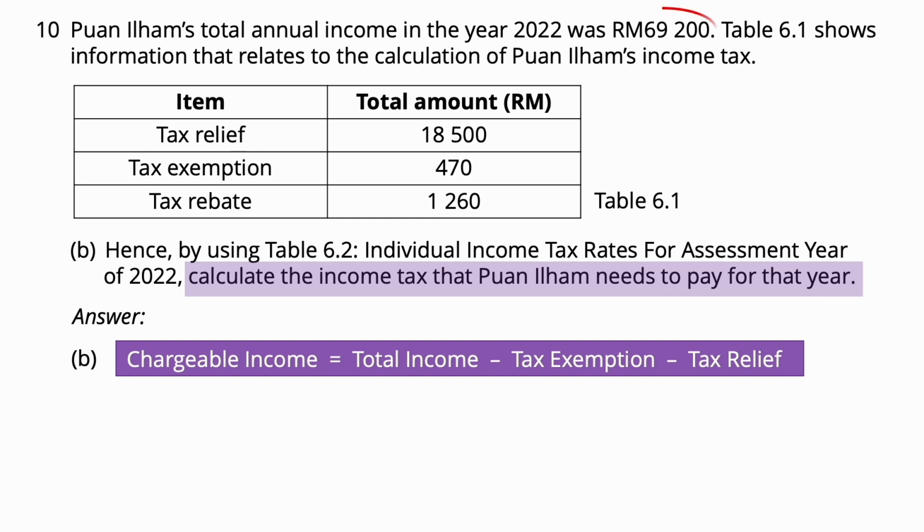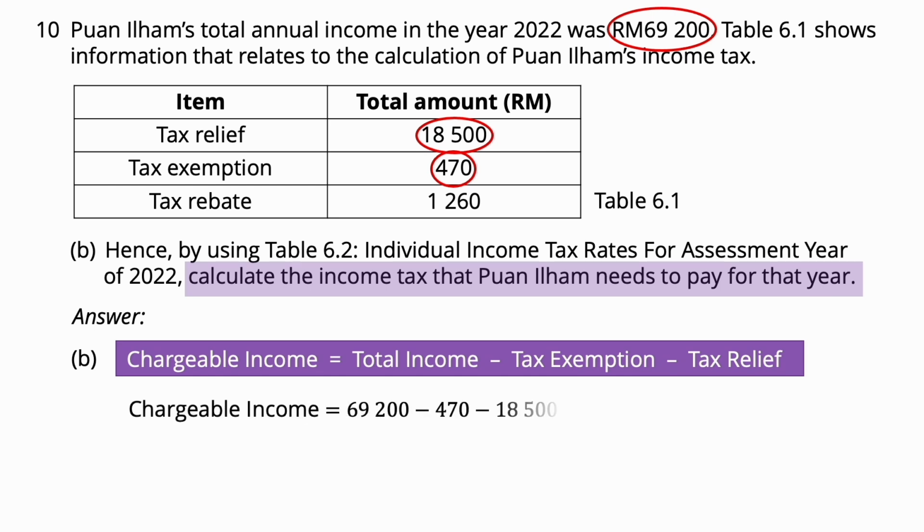The total income is 69,200. Tax exemption 470. Tax relief 18,500. Chargeable income equals 69,200 minus 470 minus 18,500. The calculated result is 50,230 ringgit Malaysia.